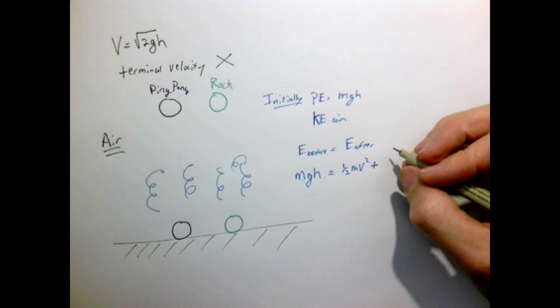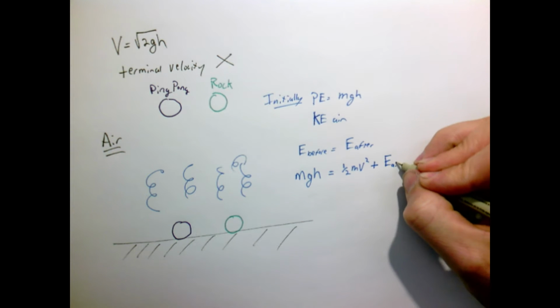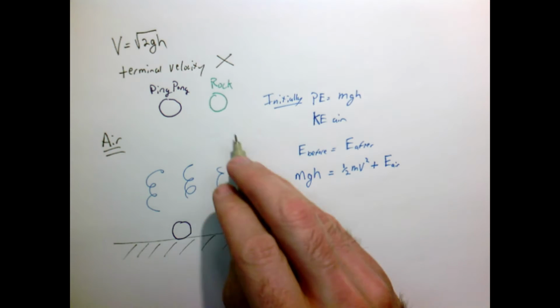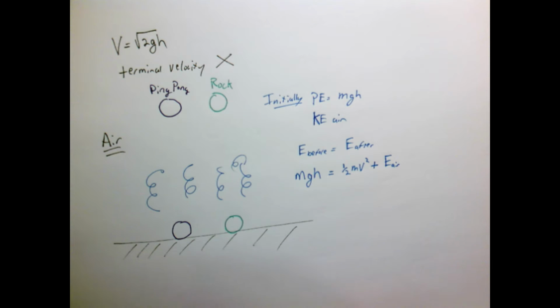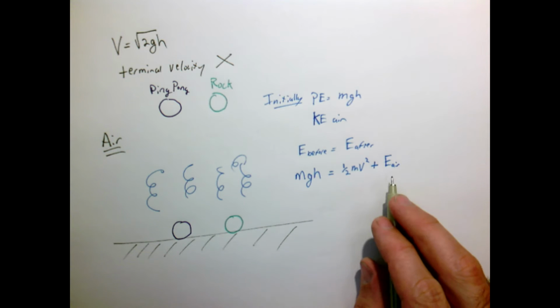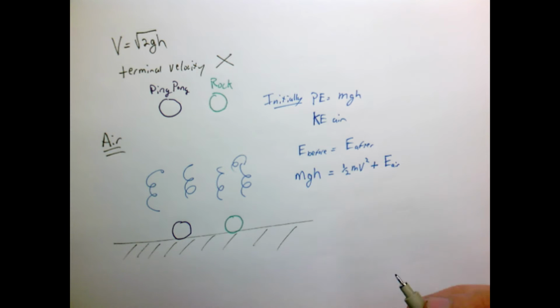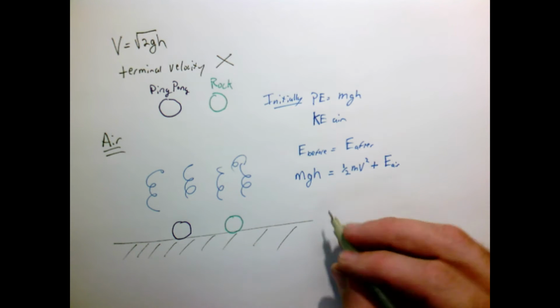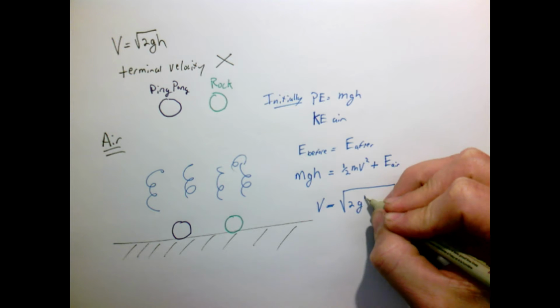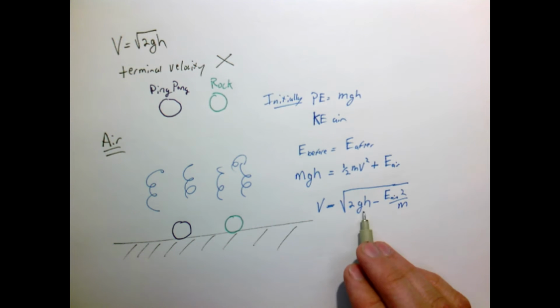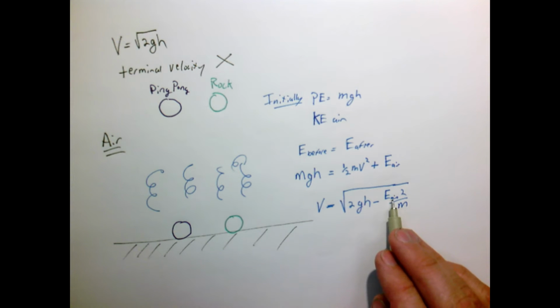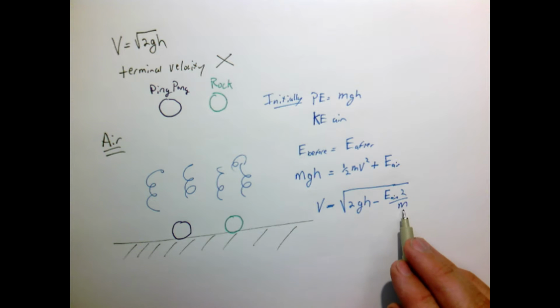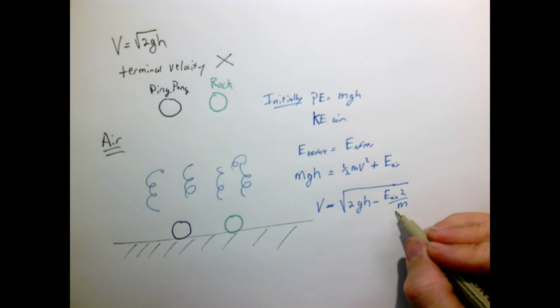But I'm going to say plus, and I'm just going to say the energy of the air. So whatever energy we've imparted to the air, kinetic energy of it swirling around, is some number. We don't know what that is. So let's rearrange this formula and solve for V. So we get the formula we had before, 2gh minus whatever we've given to the air, times 2, divided by m. So this explains our result for the ping pong ball and the rock.